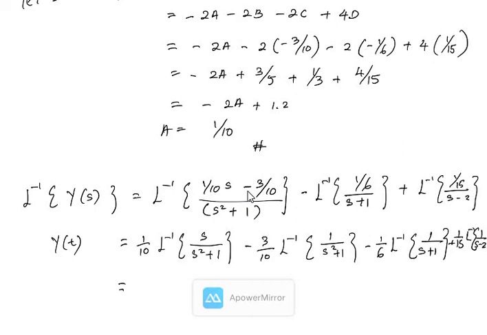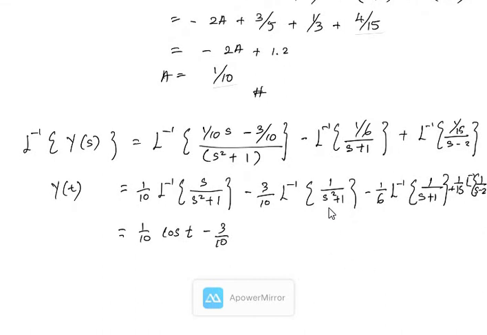So this is equivalent to 1 over 10 times s over s squared plus 1. So this is the inverse transform of this one. We can get cos t. And then minus 3 over 10. And for inverse Laplace of this one, we can get sin t. And then for this part, inverse Laplace of 1 over s plus 1, we can get e to the t. And then inverse Laplace transform of 1 over s minus 2, we can get e to the 2t. So 1 over 15 e to the 2t. And assume this is equation number 5.